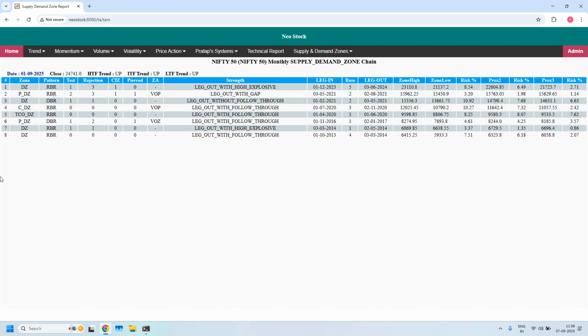In any supply demand zone chain report, always look into the zone column to find the high liquidity zones. Look into the pierced column to find the pierced zones, and also look into the LTF trend to find the trend of the current time frame you have selected. You already learned one time frame higher is ITF and one more time frame higher is HTF. So apply the same rules for all the supply demand zone chain reports. And also don't forget to pause the video because I am giving you very few seconds time to watch the reports.